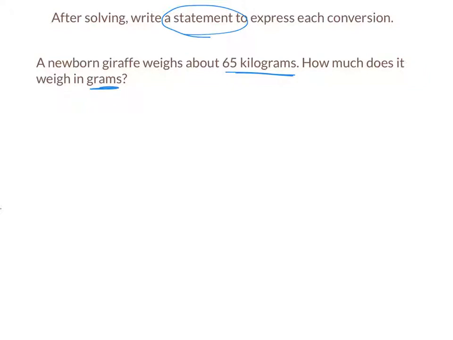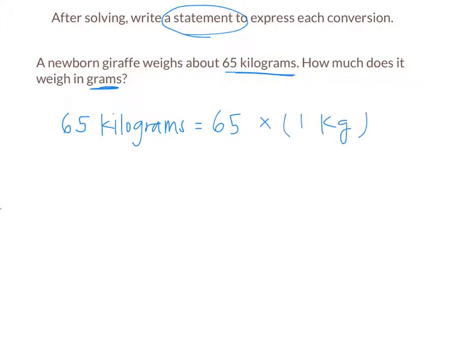So we're going to start off by writing what we know. What units did they give us? Kilograms. How many kilograms? Okay, so we're going to write the math sentence ourselves. 65 kilograms is equal to 65 copies of 1 kilogram. And the abbreviation for kilogram is kg.